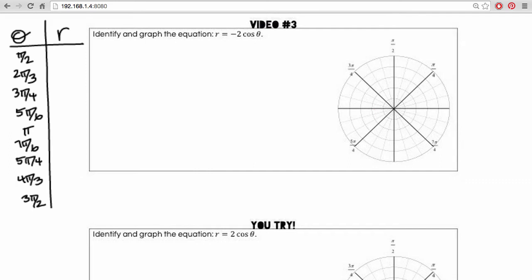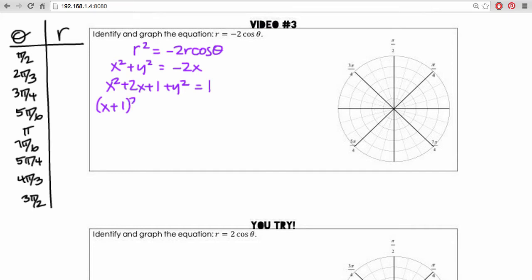into a rectangular equation. And so I'm going to start by multiplying both sides by r to get r squared equals -2r cosine theta. And we'll do a direct substitution to get x squared plus y squared equals -2x. I'm going to complete the square to get x squared plus 2x plus 1 plus y squared equals 1. I'm going to factor to get (x plus 1) squared plus (y minus 0) squared equals 1 squared.